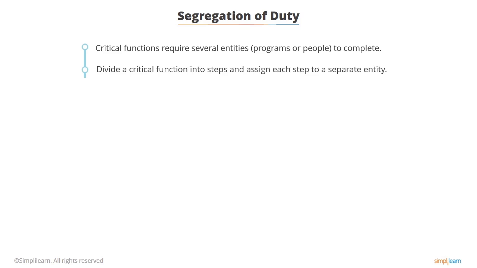Another important aspect of security is segregation of duty. If you've got a very critical function, make sure that one person can't execute the complete function from end to end. What you need to do is divide the function into individual steps and give each step to a separate person or entity. So it requires the collaboration of all of the individuals to complete the operation.